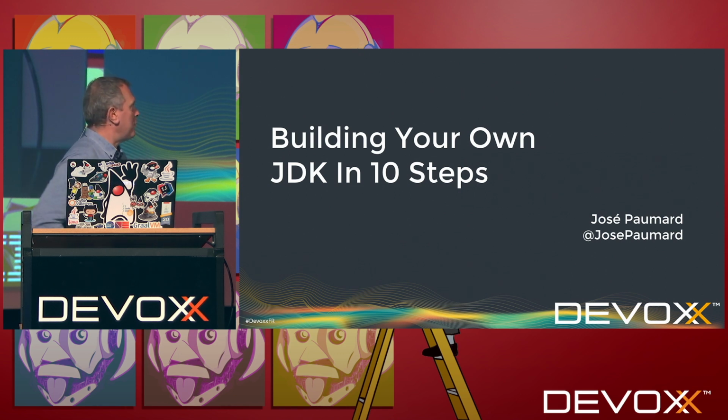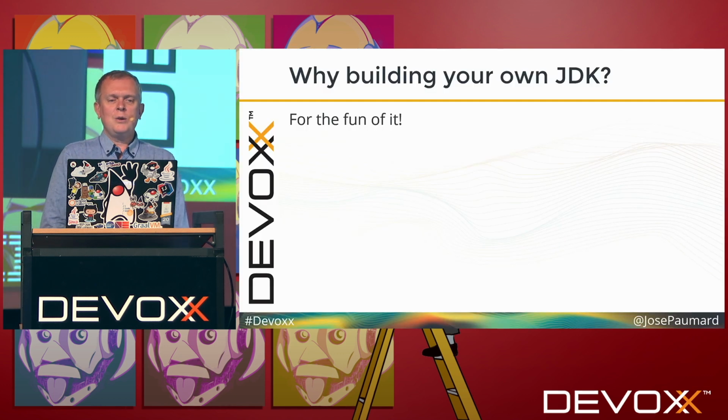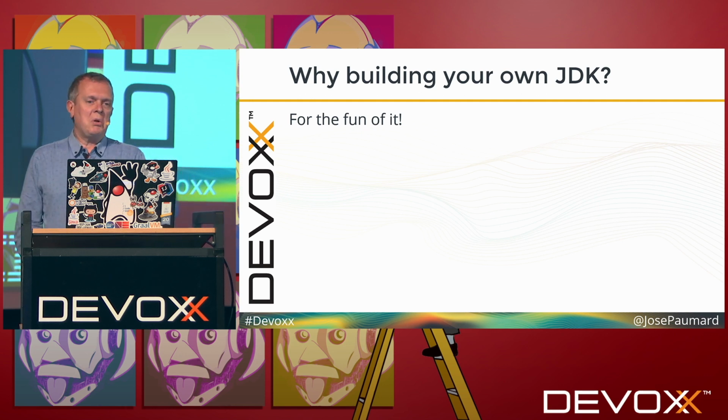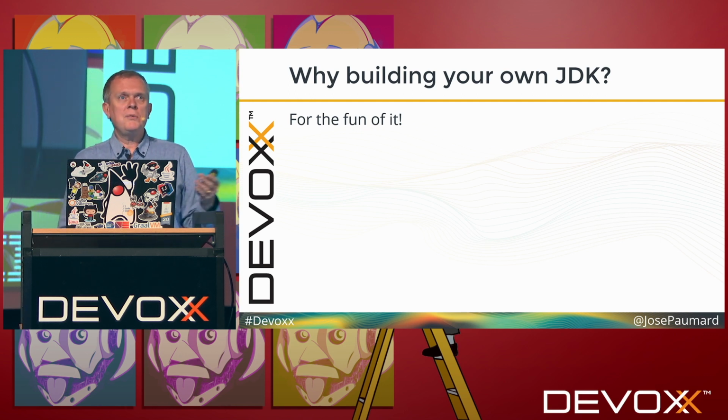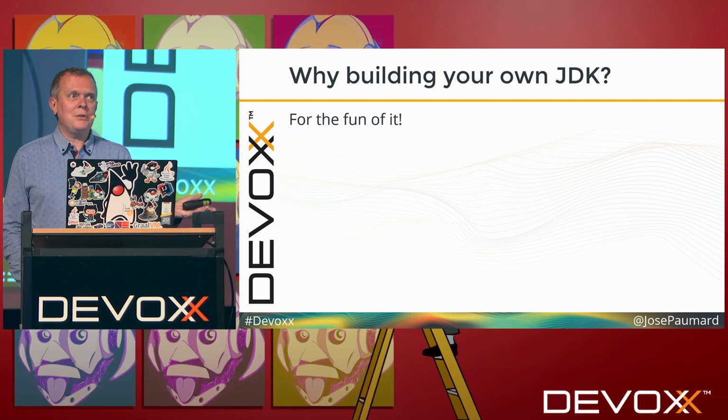So the first thing we could ask ourselves is the following: why would you want to build your own JDK? The JDK is freely available. You can download binary versions of it on GitHub, on the OpenJDK, from other vendors. There's no problem with that. So, what's the deal? What value is there in trying to build your own JDK?